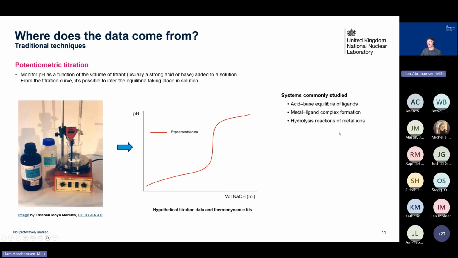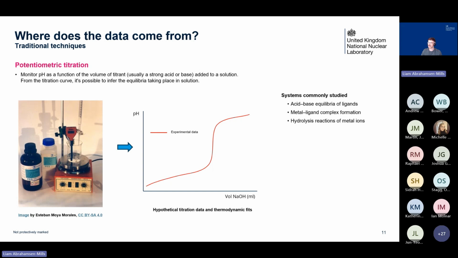So next I'm going to talk about where this data comes from, and in a short talk like this it's not possible to give a comprehensive overview of techniques, but I've chosen a couple of selections: two methods that are more traditional and have been used for much longer periods, and then two that are more modern techniques.